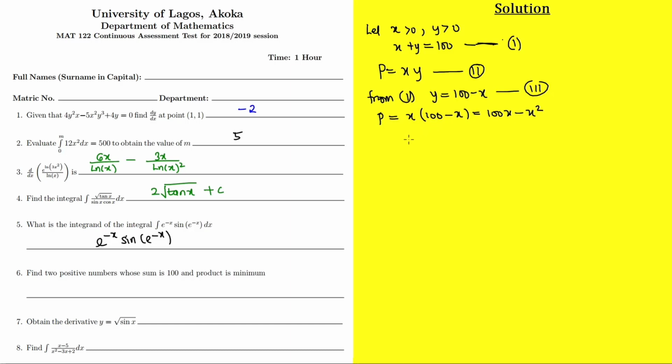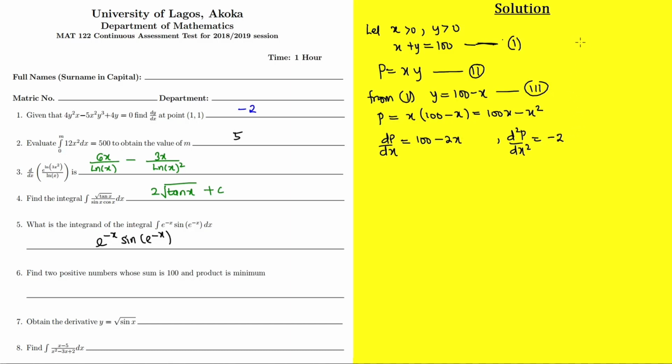And if I take the derivative of p with respect to x, I'm going to have 100 minus 2x squared. Actually, this should be ordinary minus 2x, not minus 2x squared, because I'm differentiating x squared with respect to x. So note that correction. And if I take the second derivative of p with respect to x, I'm going to have minus 2.